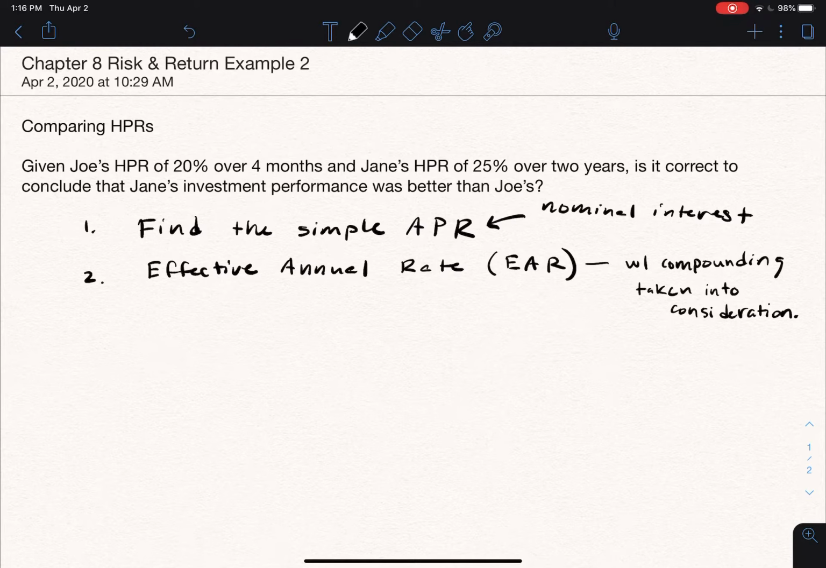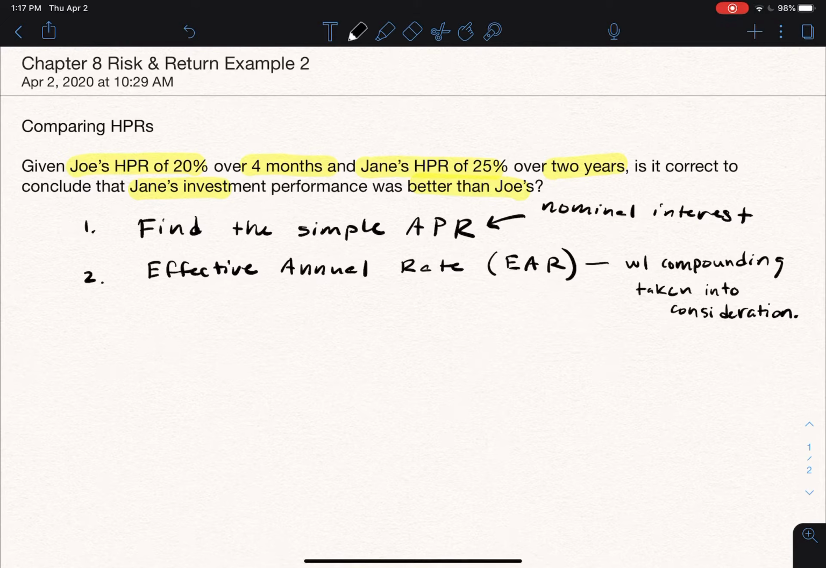It says, well, hold on a second. If Joe had a 20% return over 4 months, and Jane had a 25% over 2 years, is it correct to conclude that Jane's investment performance was better than Joe's? And tell us why. So what we're going to do now is we're going to find what the simple APR was for each of these folks. And then we're going to find what the effective annual rate was for each of these folks. And you're going to see that as we move through each step, things become more and more clear as to the performance of these two investments.